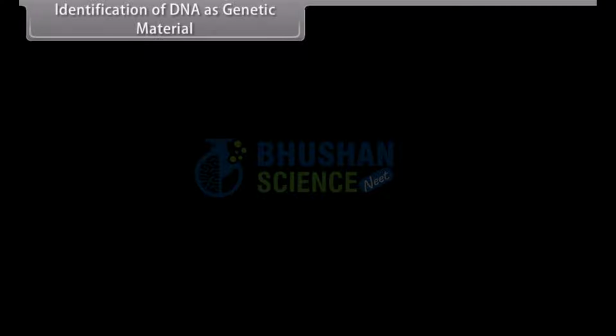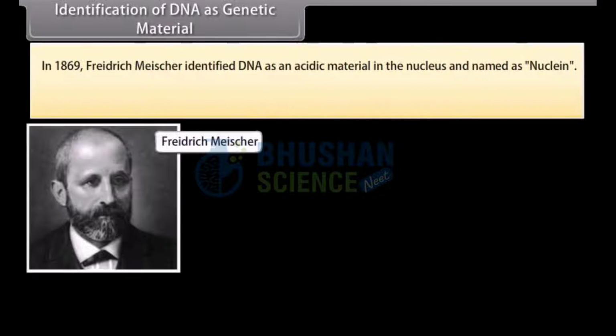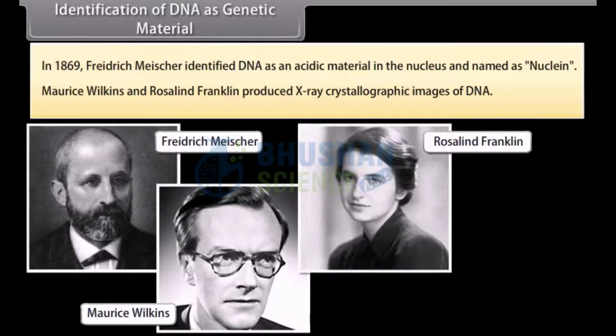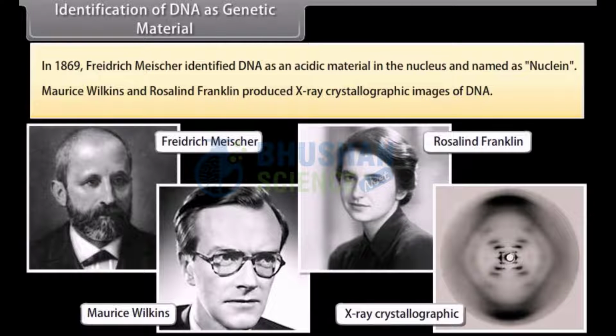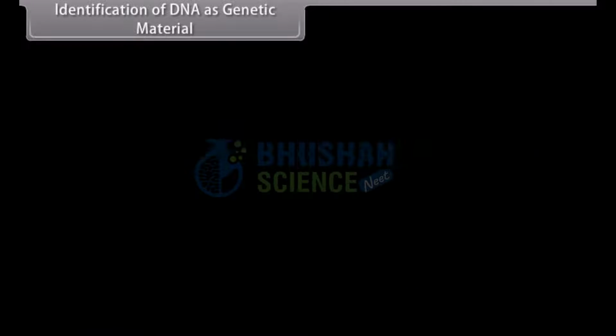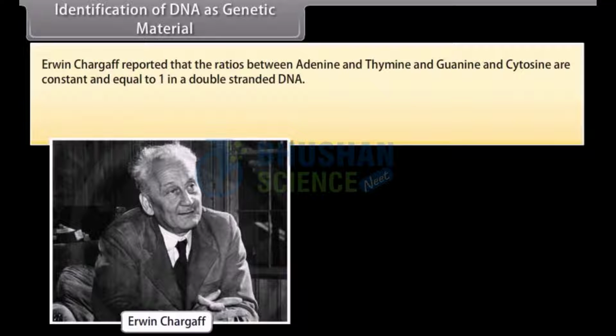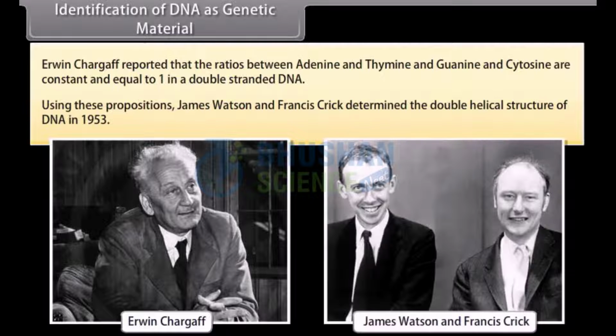Identification of DNA as genetic material. In 1869, Friedrich Miescher identified DNA as an acidic material in the nucleus and named it nuclein. Maurice Wilkins and Rosalind Franklin produced X-ray crystallographic images of DNA. Erwin Chargaff reported that the ratio between adenine and thymine and guanine and cytosine are constant and equal to 1 in a double-stranded DNA. Using these propositions, James Watson and Francis Crick determined the double helical structure of DNA in 1953.